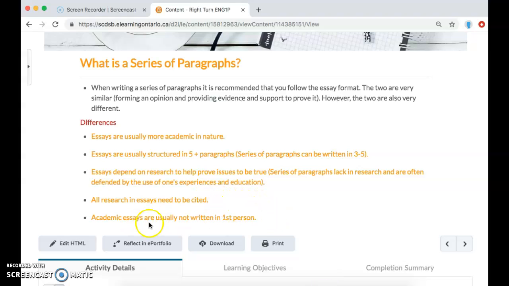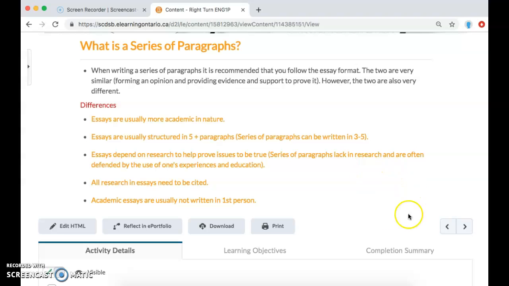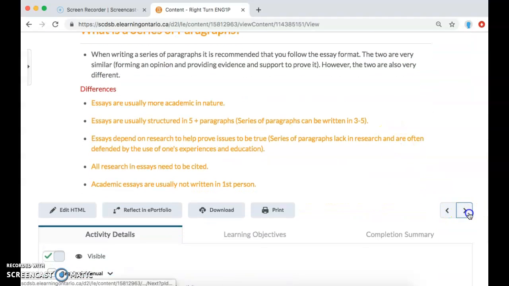The last thing is that academic essays are usually not written in the first person. Your series of paragraphs is more opinion-based, so you're going to be able to use words like I and think, like I think this and this and this, whereas when you're writing an essay, you can't really do that. Okay? Just a brief overview. I know you went over this at the beginning, but it was a long time ago, so feel free to come back and look at this lesson after this video as well.